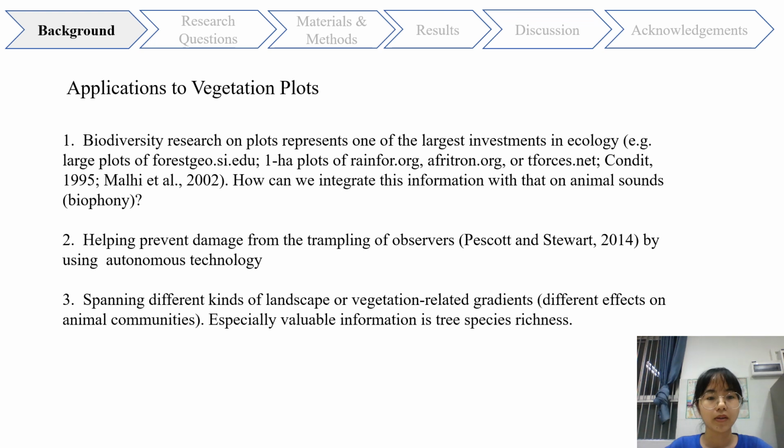We can do biodiversity research on this vegetation plot. The existing vegetation plots always get fully surveyed. So how can we integrate this information with that on animal sound? We use autonomous recording technology. It can help prevent damage from trampling by observers. Some vegetation plots span a large area. They can detect different effects on animal communities. Especially valuable information is tree species richness.